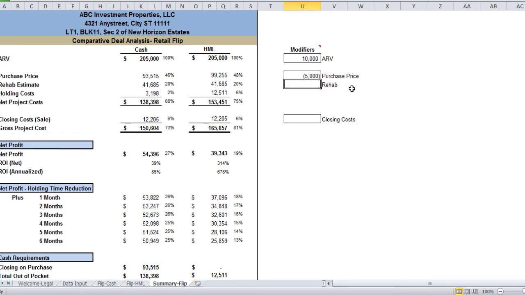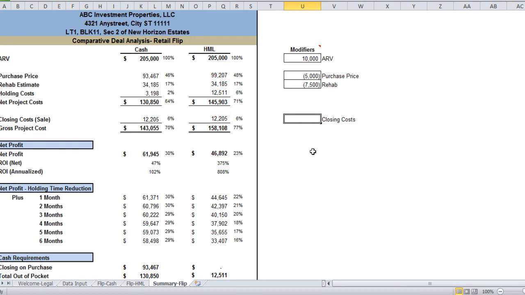We can say the same for our rehab. We could estimate a lower rehab, a higher rehab, so we could add 7,500 here, and it'll change it, and you notice all your numbers in here flip and change and calculate. Or we could say we're going to do it for less than 7,500. So there's a lot you can do with that. Same thing with closing cost. Normally the numbers you're going to impact the most is going to be your ARV, your purchase price, and your rehab. But again, like I said, we were using a 3% realtor commission.